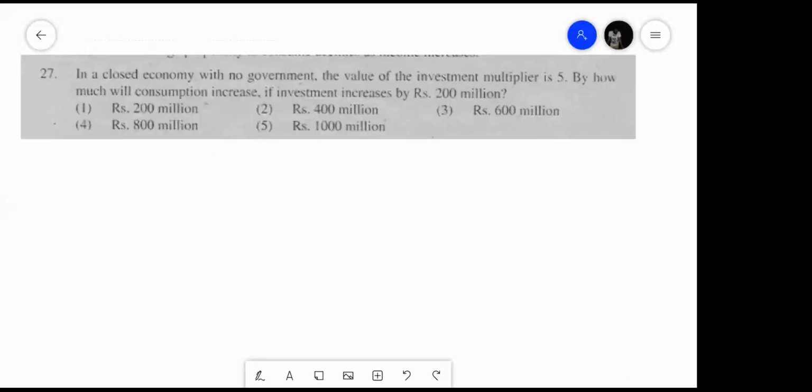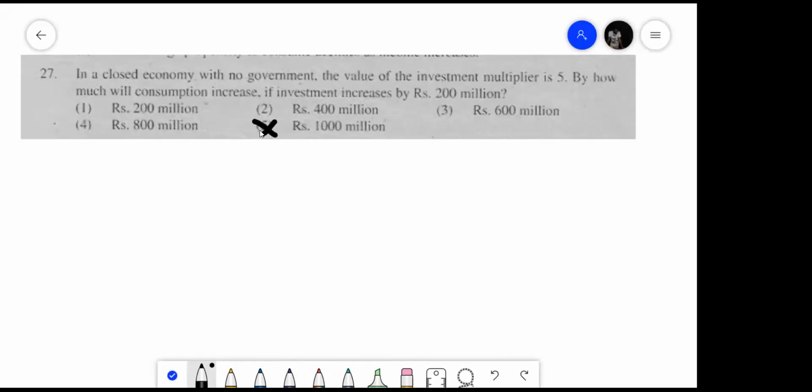The multiplier, in the question, they have said is 5 times. Change in Y is what we are trying to find; we don't know it. And the change in I, how much have they given? 200. So how much is change in Y then? 1000. Okay, so change in Y is 1000. Based on that, all of you gave me the answer of 1000, answer number 5.